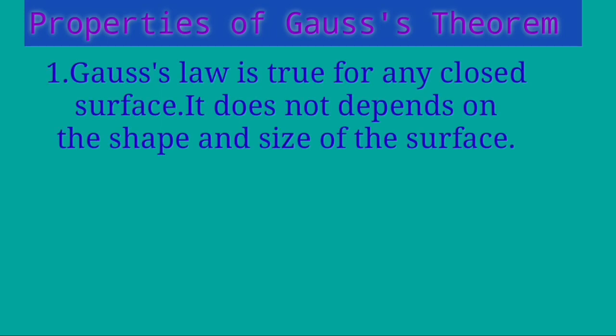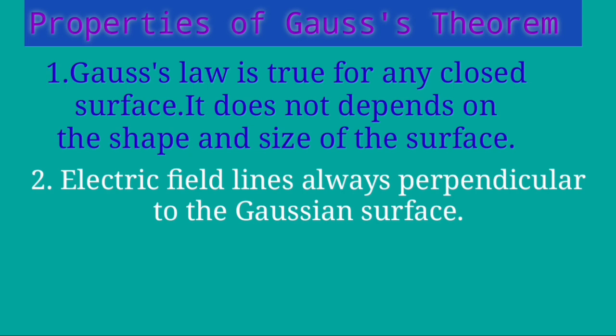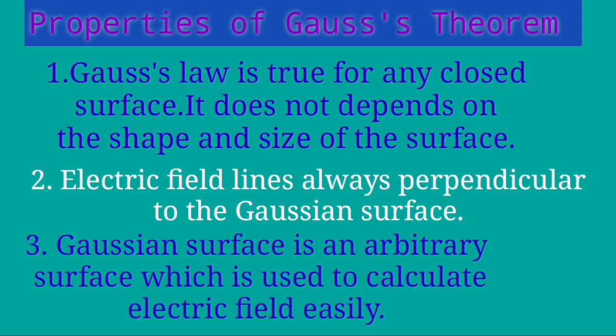Now we are going to discuss the properties of Gauss theorem. At first, Gauss law is true for any type of closed surfaces. It does not depend on the shape or size of the surface. Electric field lines are always perpendicular to the Gaussian surface. The Gaussian surface is an arbitrary surface which is used to calculate the electric field easily.